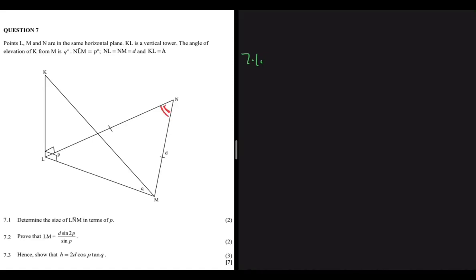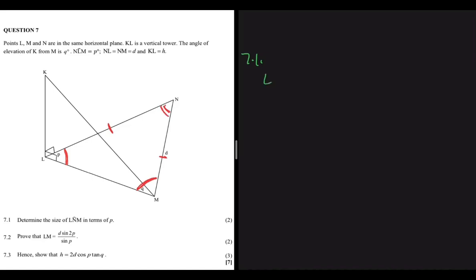P is the angle NLM, right? This angle here is angle P. And then I want you to realize something here. We are told that LN is equal to NM. If NM and NL are equal to each other, then this angle here is also equal to P, because if those two sides are equal, then those two angles should also be equal.